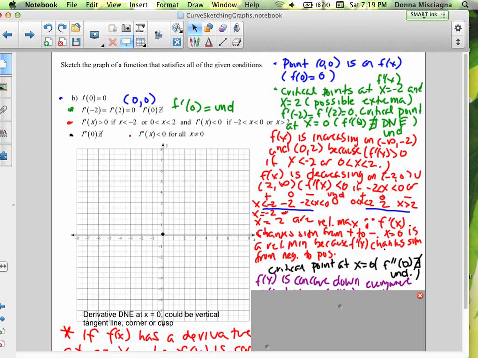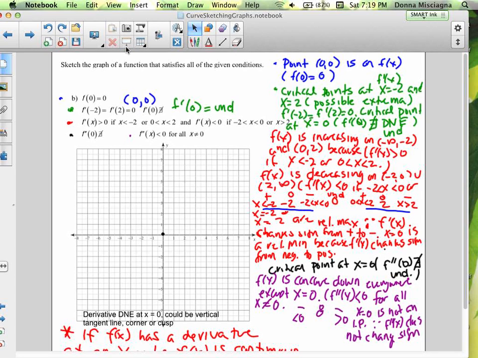I'm going to get rid of that screen altogether. The last thing to consider is the second derivative, all right? And so second derivative, we have a critical point at 0 because the second derivative does not exist. That is the only critical point right there. It says it, right? F double prime of 0 does not exist, so that means it's a critical point.